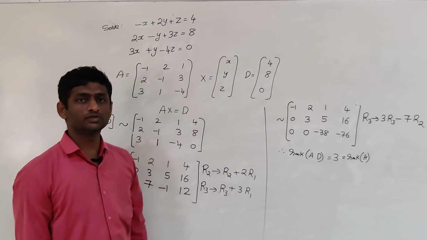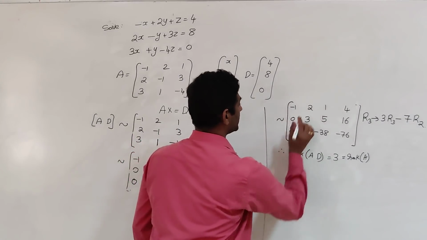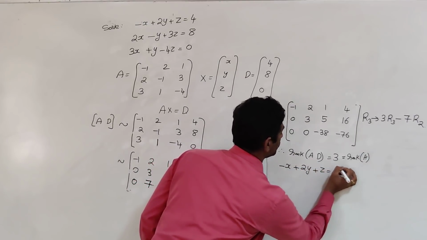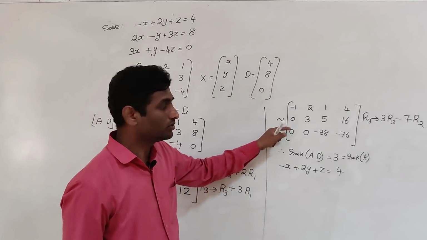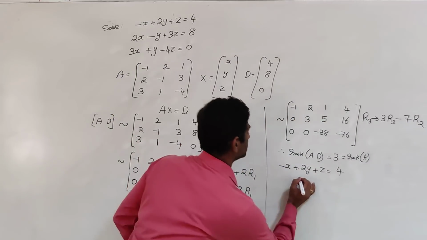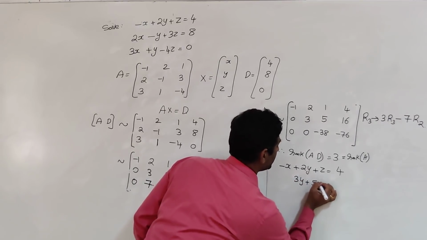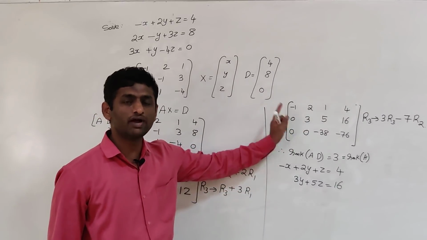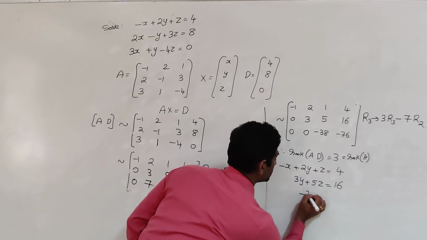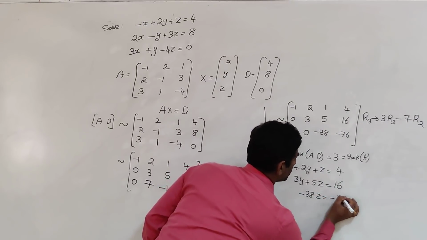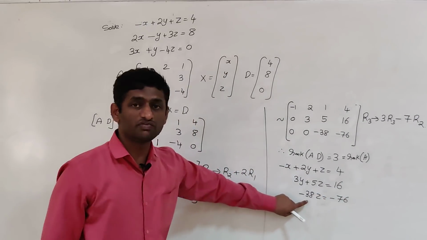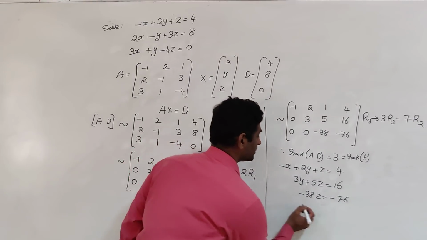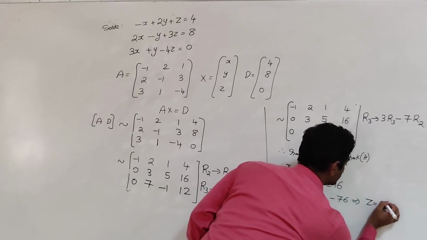So what is the unique solution? Let's see. The first row can be written as -x plus 2y plus z is equal to 4. Second row, 0 into x, 0, 3y plus 5z is equal to 16. Next, 0x plus 0y minus 38z is equal to minus 76. If we simplify the last equation, we get z is equal to 2.